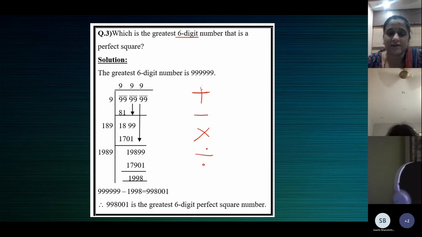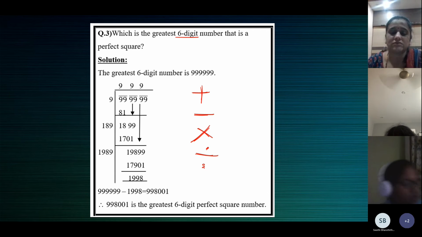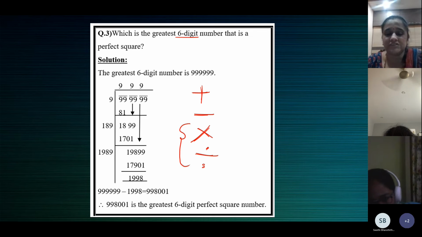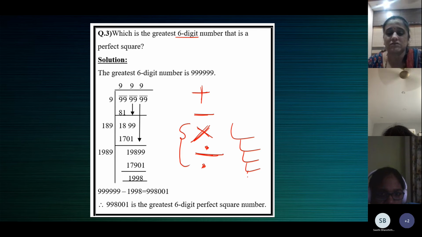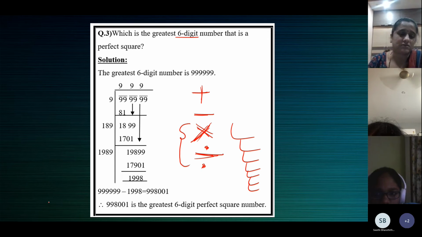What is the least number to be added? What is the least number to be subtracted? What is the least number to be multiplied? What is the least number to be divided? For multiplication and division, that is, what is the least number by which it should be multiplied or divided, you should use the prime factorization method. Multiplied and divided, prime factorization method.